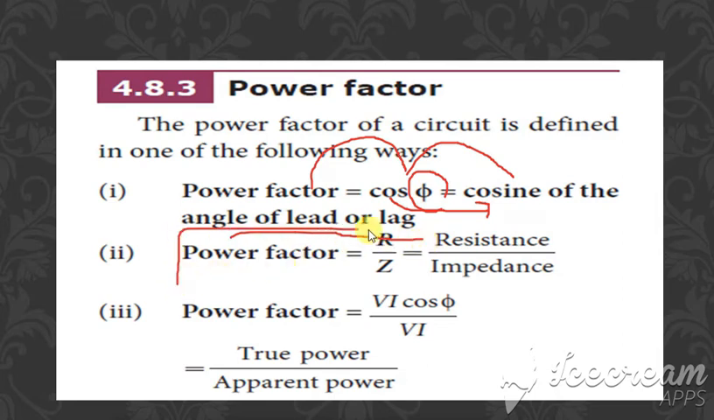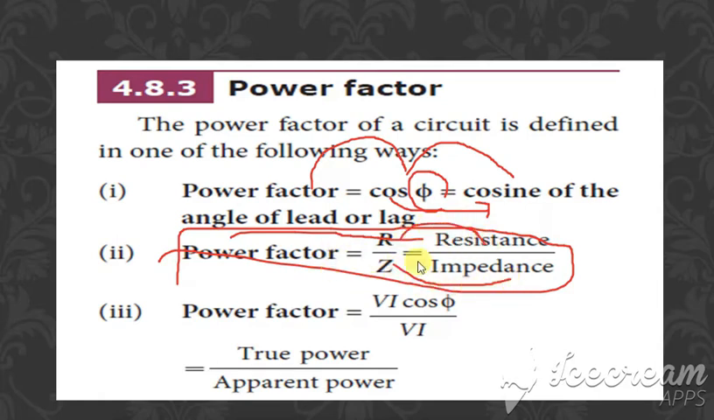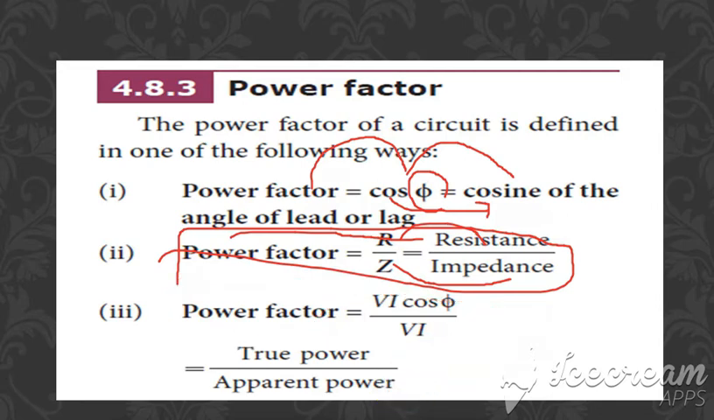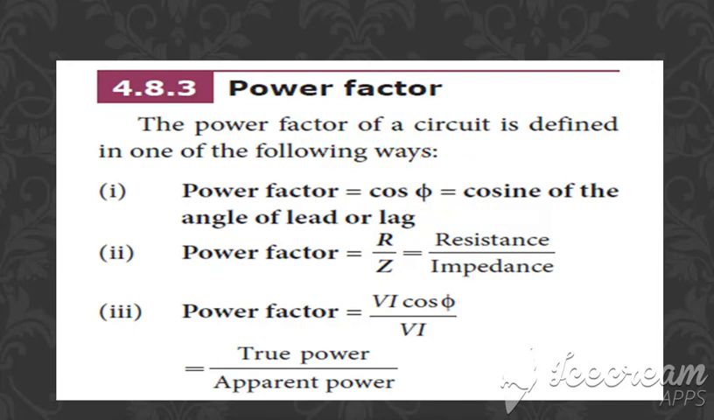Next formula is power factor equal to R divided by Z, where R is resistance and Z is impedance. So power factor is equal to resistance divided by impedance. Next formula is power factor equal to VI cos phi divided by VI, which is the true power divided by apparent power. So these are the three formulas for power factor: cos phi, resistance by impedance, and true power by apparent power.